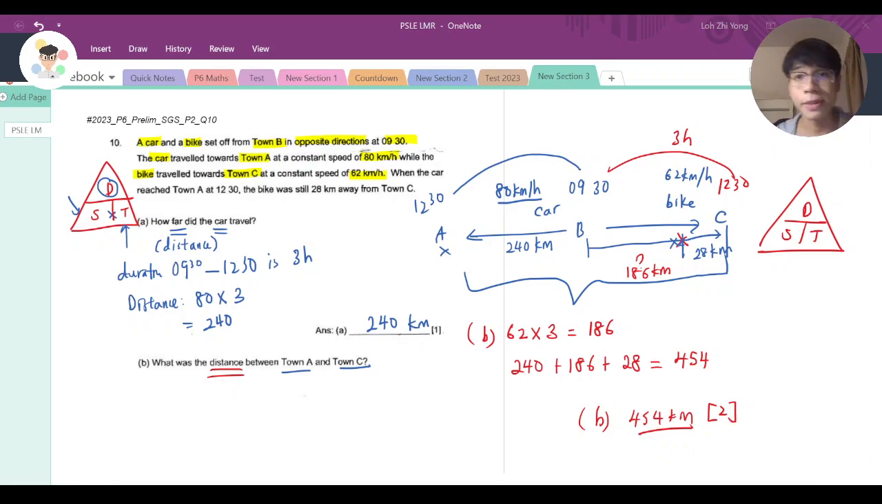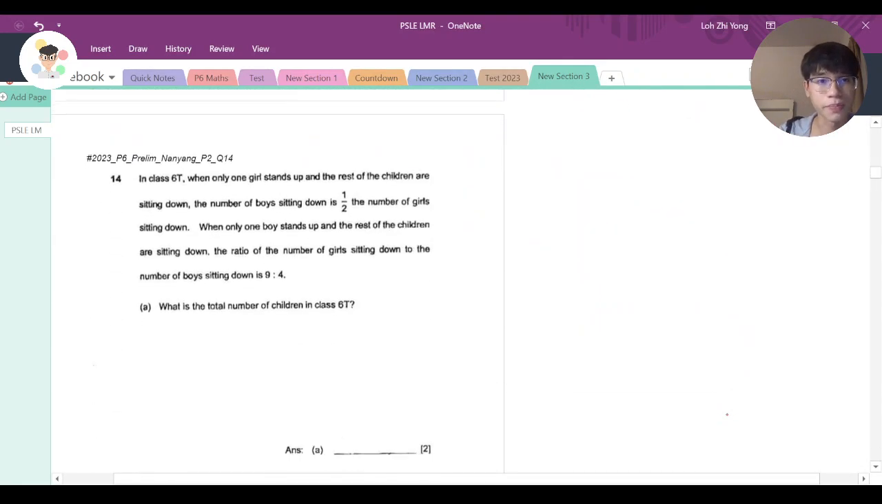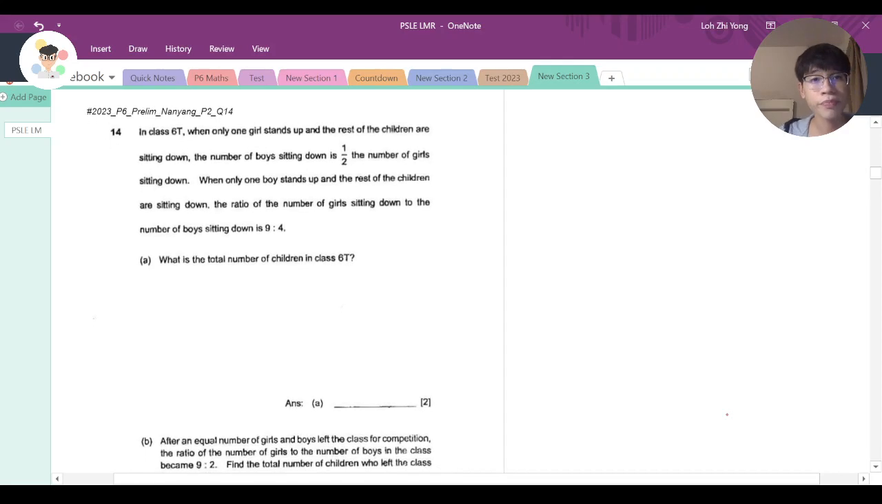Okay, let's move on to our next question, which is our last question for this video. Paper 2, question 14 from Nanyang School. In class T, when only one girl stands up, the rest of the children are sitting down. The number of boys sitting down was half the number of girls sitting down.